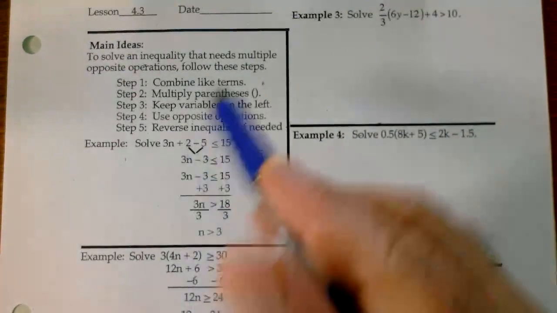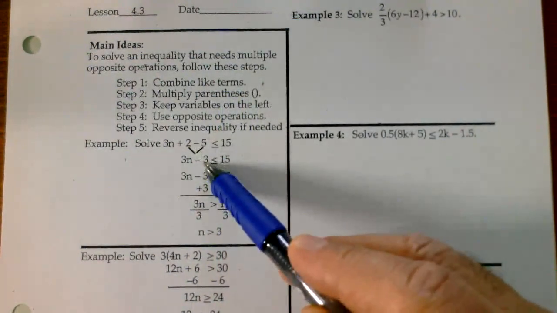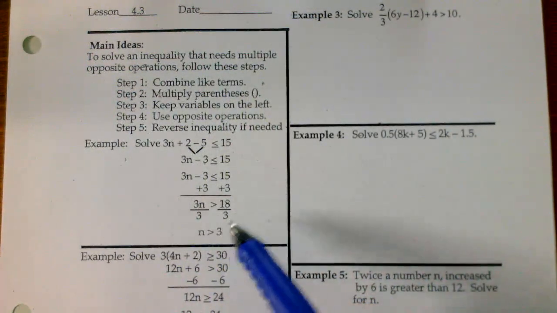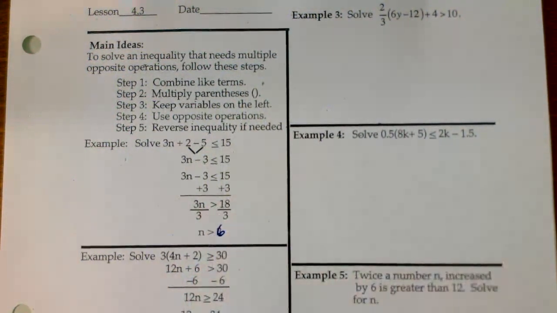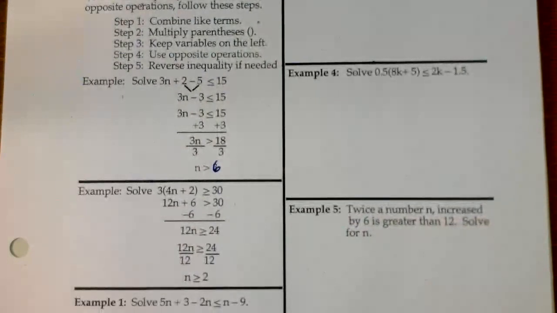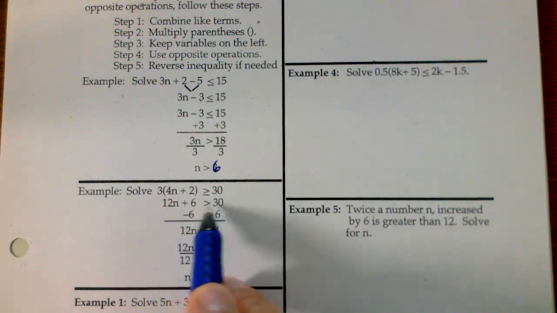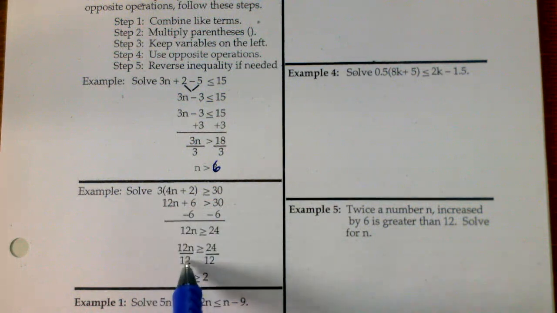That's it. As you can see by this example, we had to combine these two terms. Then we had to add them over to this side, and then we had to divide them by 3. And this should have been n is greater than or equal to 6 there. And so we're going to do the same thing here. We're just going to do more of the arithmetic. Here we multiply the parentheses, as you could see, take away 6, and then we are now to divide by 12, and that's where you get n is greater than or equal to 2.